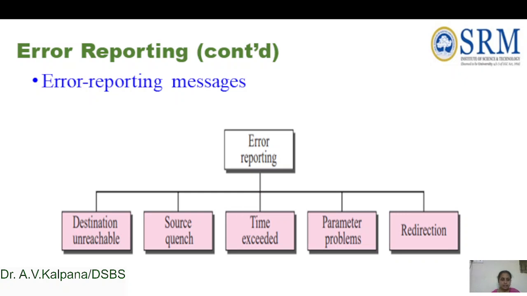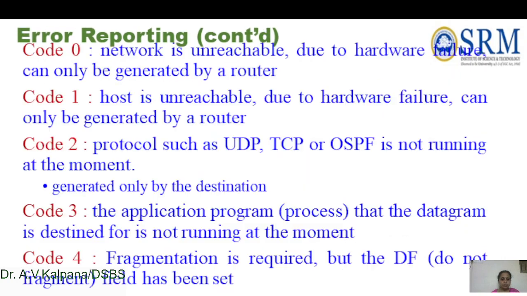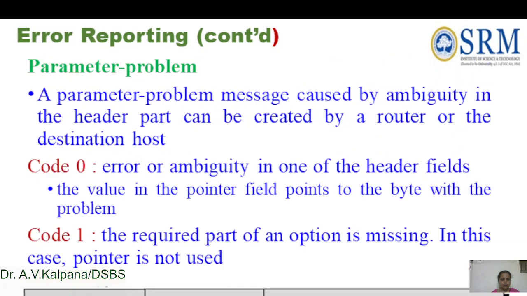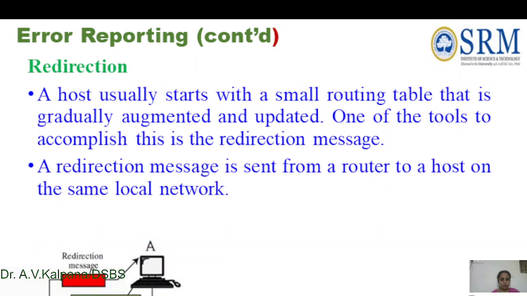When the packet is sent, the routing table is gradually augmented and updated. The tool used to achieve this is the redirection message. Let me show the diagram in an example. When the packet is sent, we are gradually updating the routing table. For example, A wants to send a packet to B, and there are two routers between A and B. First, A sends the data to router 1. The router 1 sends the IP packet to router 2 and a redirection message to A, so that A can update its routing table.